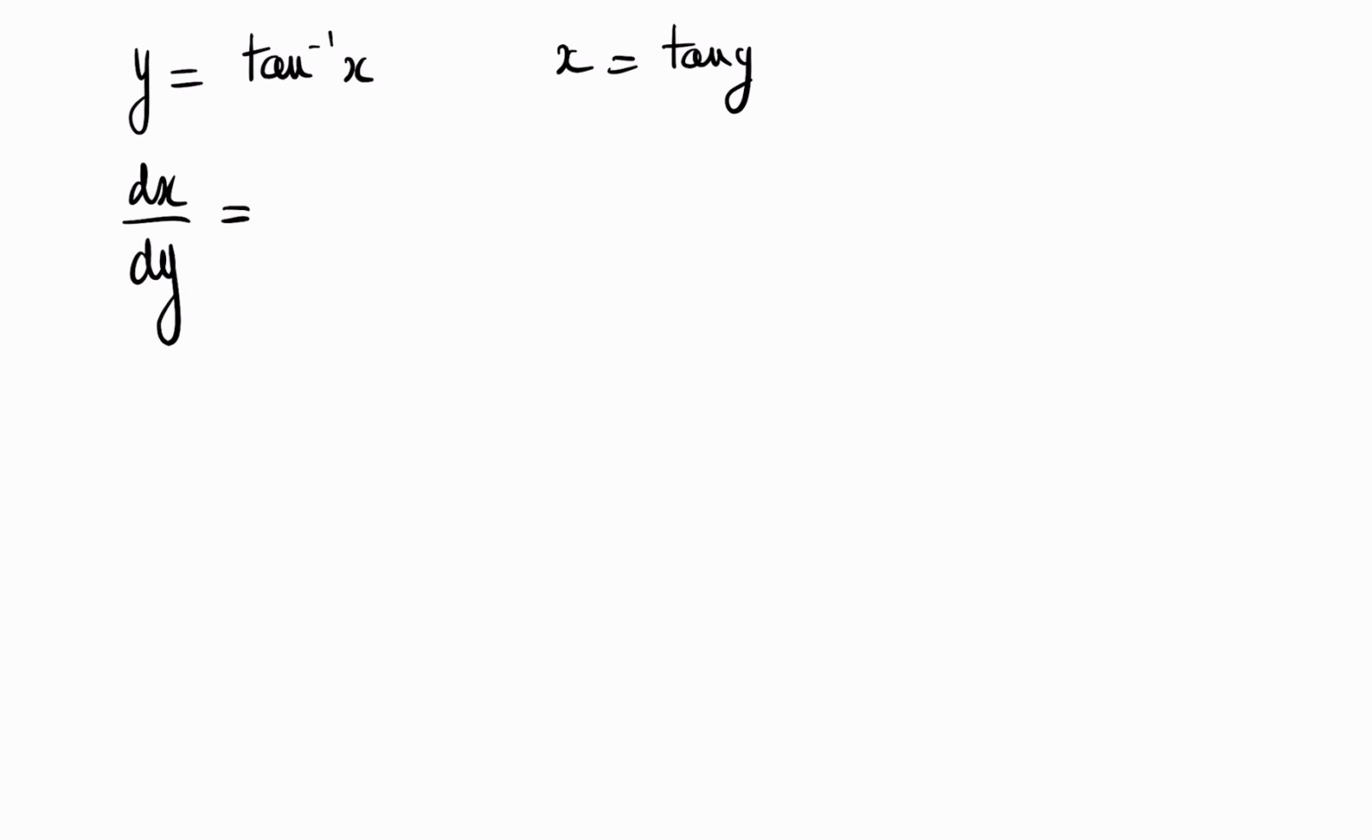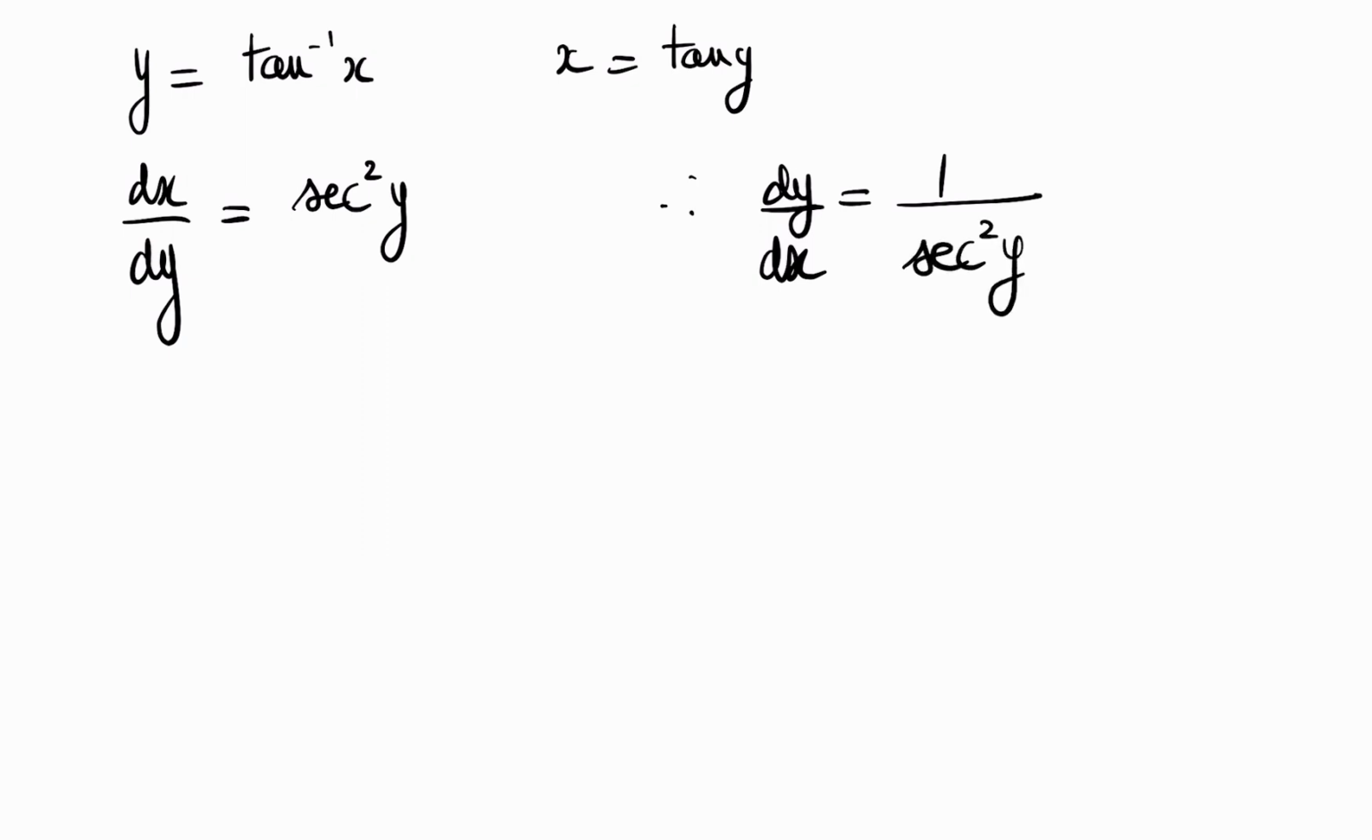Okay, tangent. So y equal tangent minus 1 of x, so x is equal to tangent y, and dx over dy is equal to the derivative of tangent, which is secant square y. So therefore dy over dx is equal to 1 over secant square y.